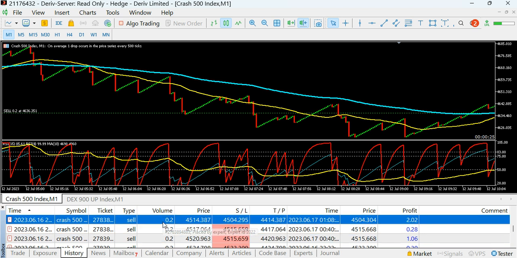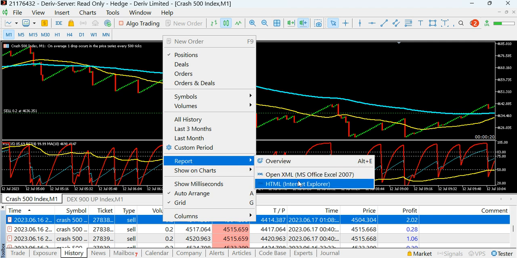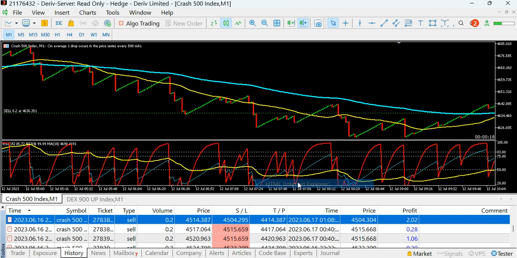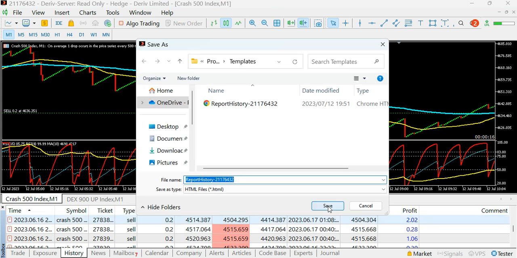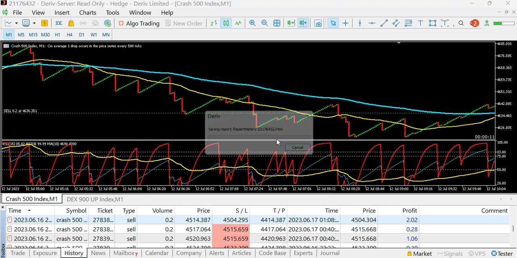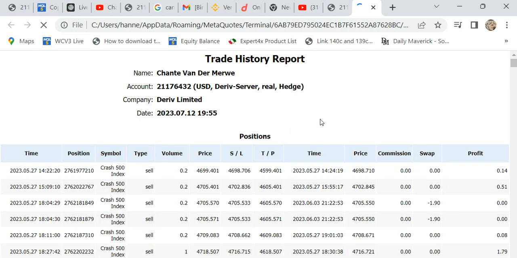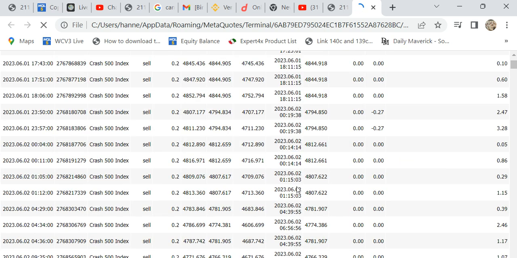Now, if we do a detailed statement, we're going to go detailed statement report, HTML, there we go, and click save, and then you've got to overwrite the previous one, and it will overwrite, and now it's going to open it in the same browser that you saw it in, and it will take a while to load because there's a massive lot of trades.